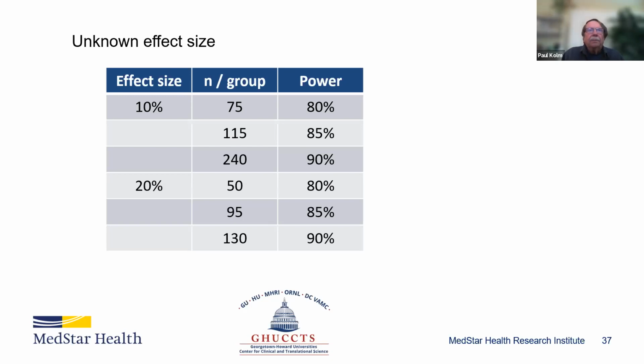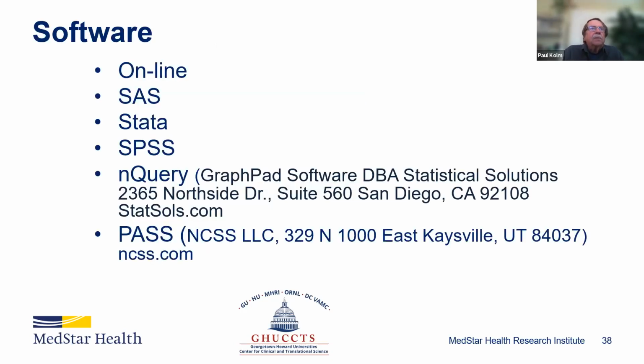So there's a ton of software that will do power analyses. The major statistical packages have them: SAS, Stata, SPSS. There's R as well. Two specialty packages that are particularly popular are nQuery and PASS. So obviously these are ones that you or somebody has to pay for. But if you can find money for them, they're certainly worth it.